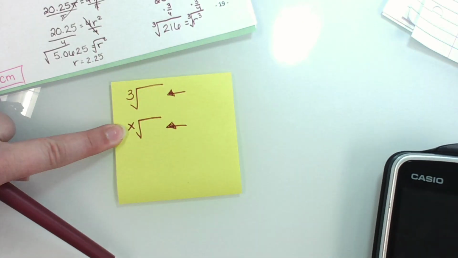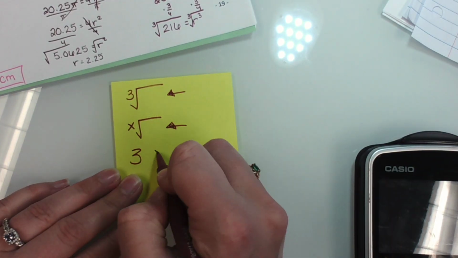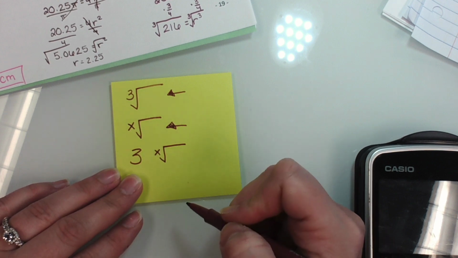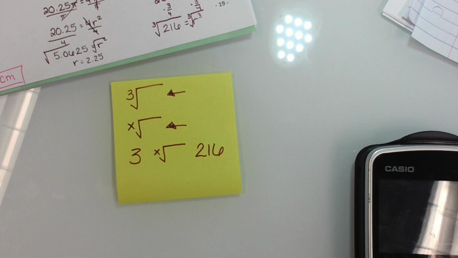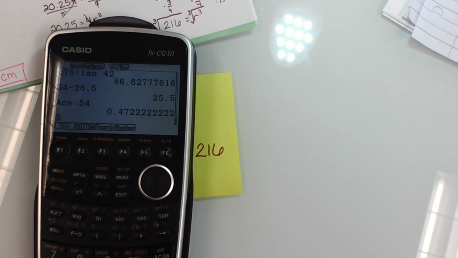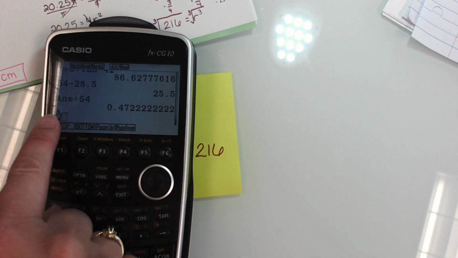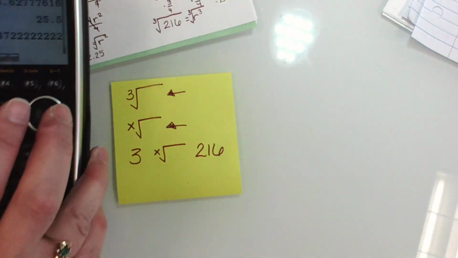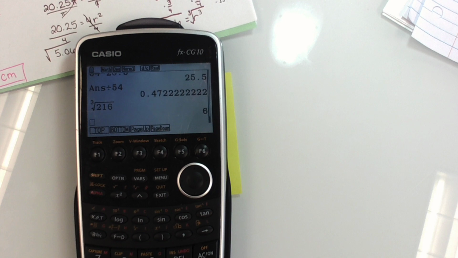If you're doing this one, the first thing you do is type in the 3, then type in that button, and then type in your 216. My Casio actually has both. I click 3, shift to get to that button. Mine's fancy and makes it look like a cube root. Many of you, it will just stay looking like this. 216, enter, there we go, it's 6.